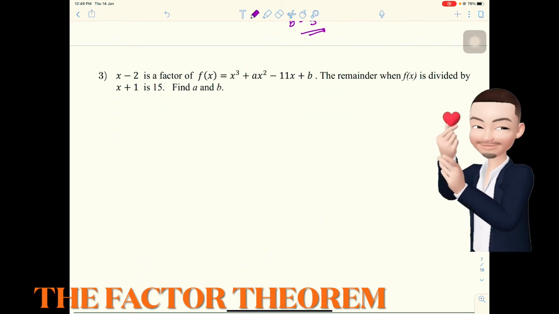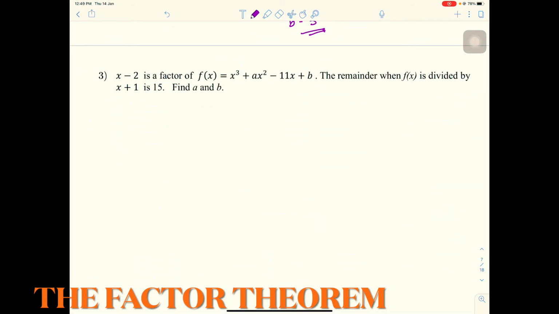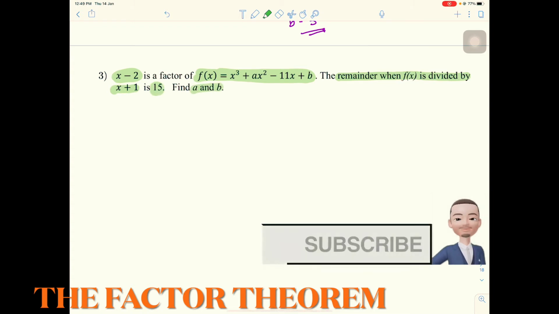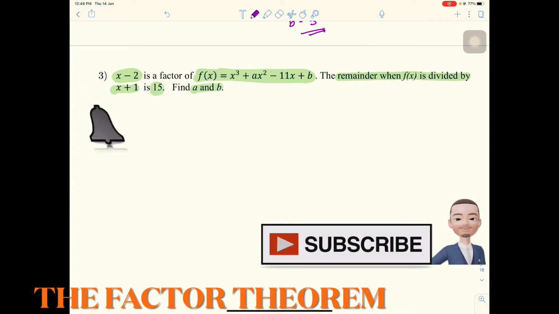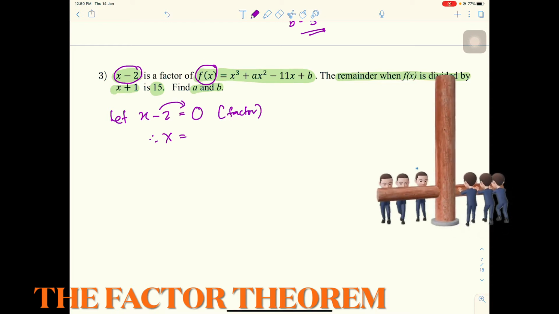Okay, for the next question, question 3. x minus 2 is a factor of f(x). This is the f(x). And the second piece of information: the remainder when f(x) is divided by x plus 2 is 15. Find a and b. Now we want to find the two unknowns, which are a and b. So what do we do? First step, it is given that x minus 2 is a factor, so it must equal 0 because x minus 2 is a factor of f(x). Therefore we know x equals 2, bringing negative 2 to the right hand side.